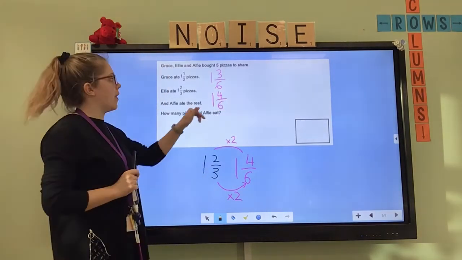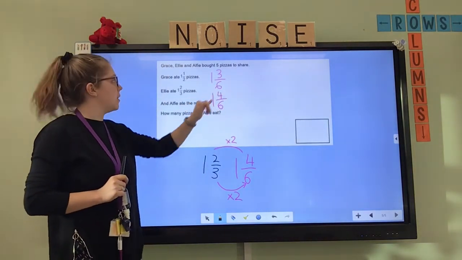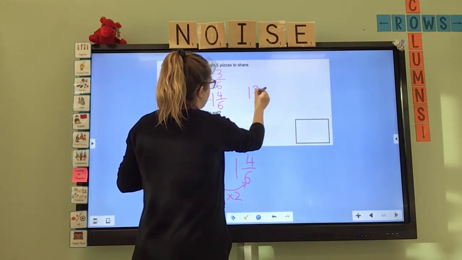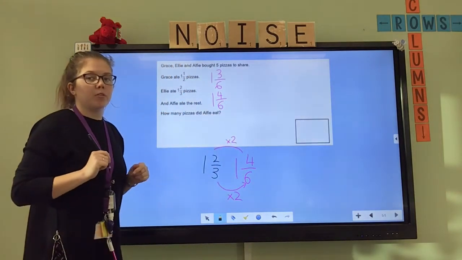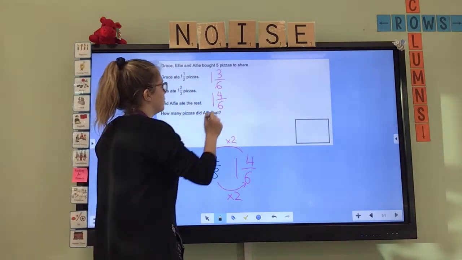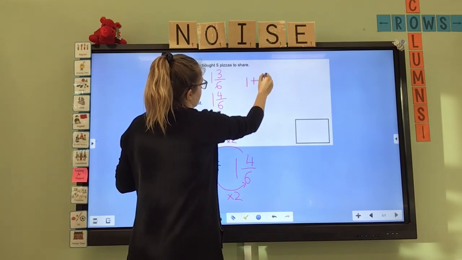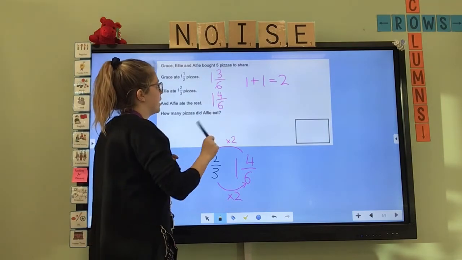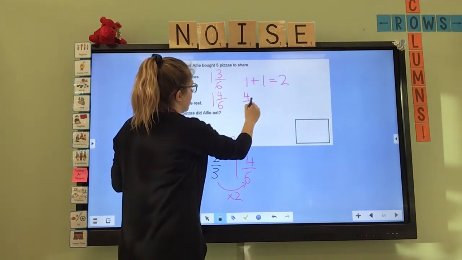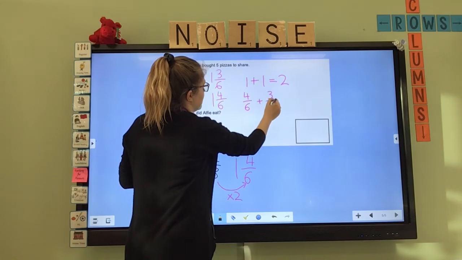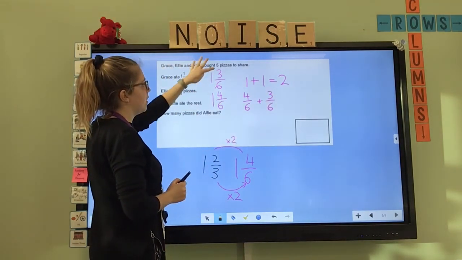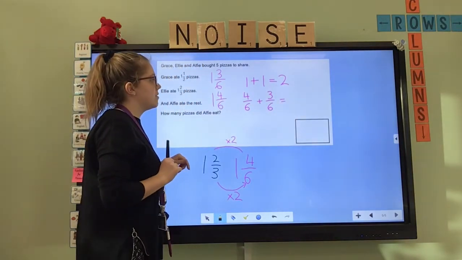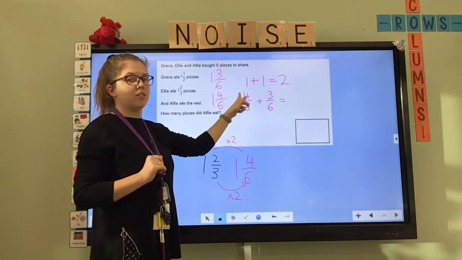Now we can add them together because we've given them the same denominator. So we've got 1 3/6. In fact, first we're going to add the whole numbers. So we've got 1 add 1, which is 2. So they've definitely eaten 2 whole pizzas, but what fraction have they eaten? So now we're doing 4/6 add 3/6 because of our converting. That was the fraction left over. So 4/6 add 3/6. When the denominators are the same, we can just add the numerators.